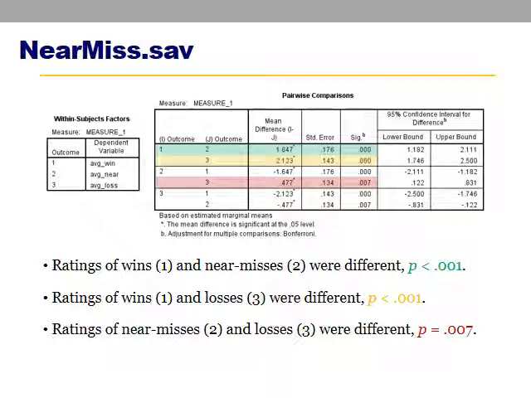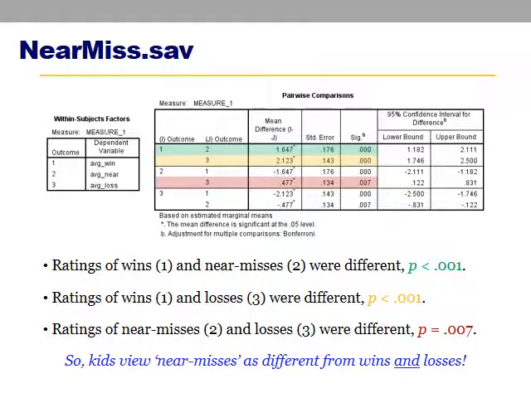To answer that question, we find the row of the table that compares outcome 2, near misses, against outcome 3, losses. We again see a significant p-value of 0.007, and we see a positive mean difference, which tells us that on average, kids perceived near misses as more successful than losses. So not unlike adults, kids tend to perceive near misses as more successful than losses, even though in actuality, both are losses.